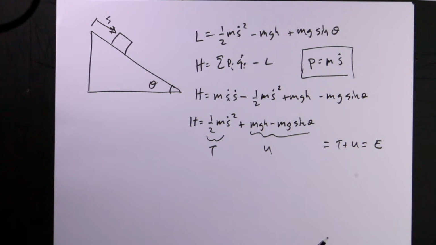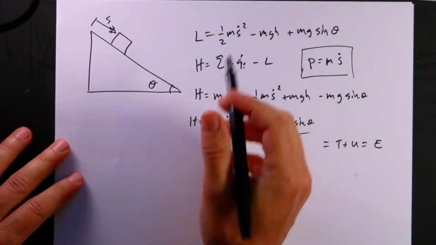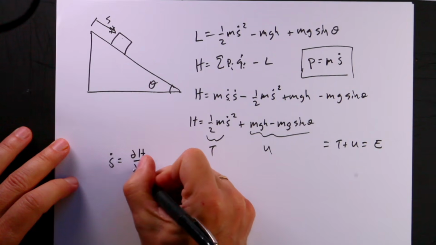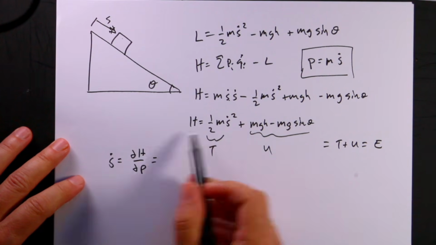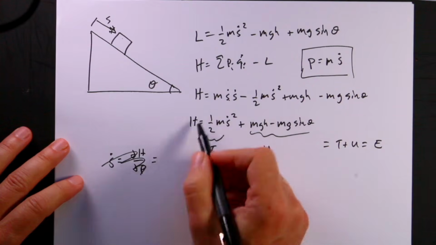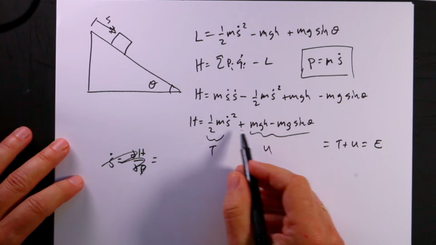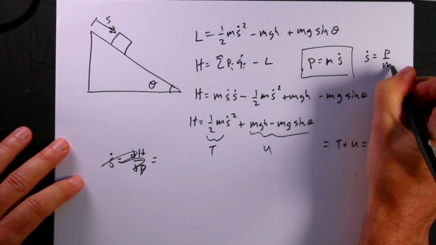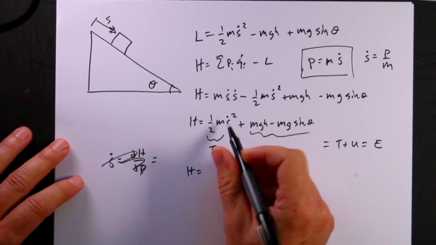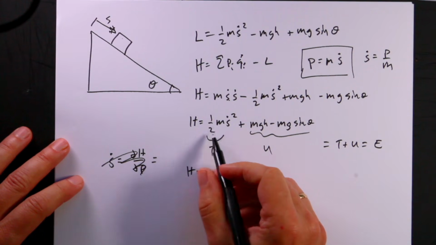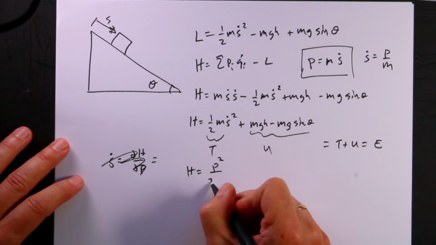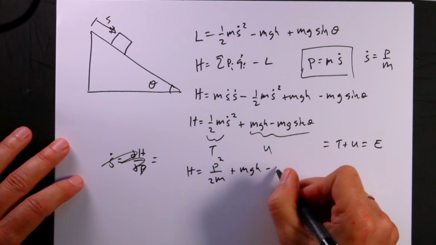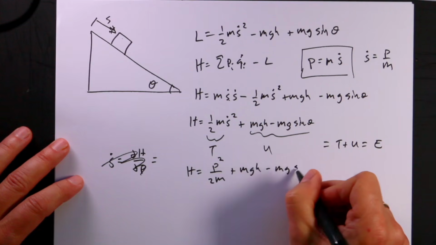But I have the Hamiltonian. Now I can use the two Hamiltonian equations. So the first one is going to say that s dot is the partial of H with respect to p. Okay, so here's my H. Oh, no, I can't do that yet. I need to get this in terms of p's first, right? So here I have an s dot. So s dot is p over m. So if I put that in up here, I get H equals p squared over m squared. So this is going to be p squared over 2m, one of the m's cancels. And then I get plus mgh minus mg sine theta.